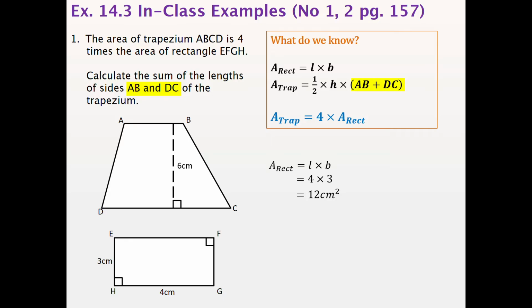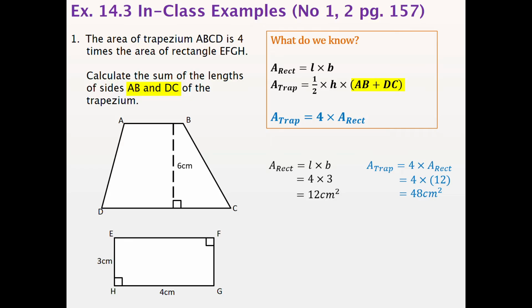Okay, now that I've got the rectangle's area, I can work out the area of a trapezium using this blue part here. So if the area of the trapezium they've given me is 4 times the area of the rectangle, I'm just going to say 4 times 12, and I'm going to get 48 centimeters squared. Okay, so now I know what the area of the trapezium is.